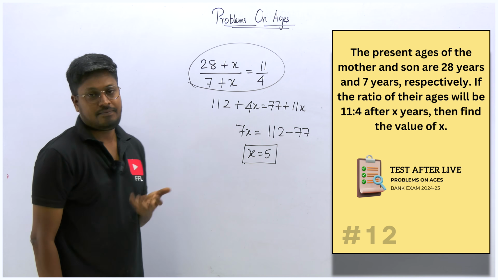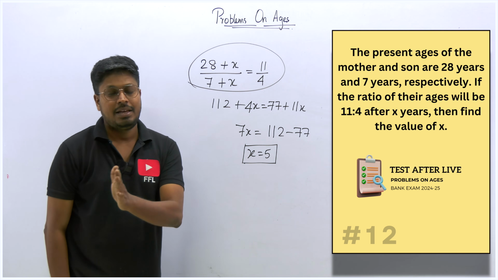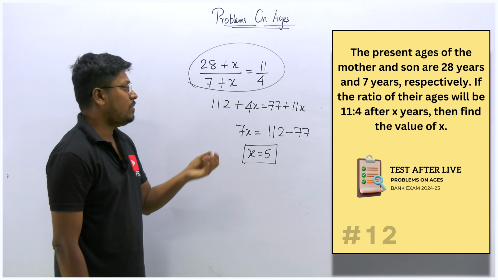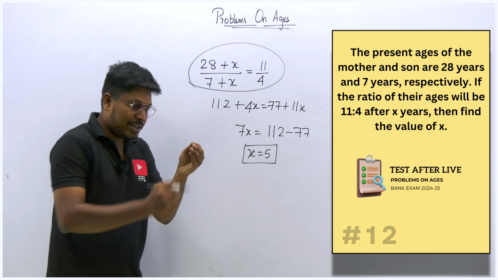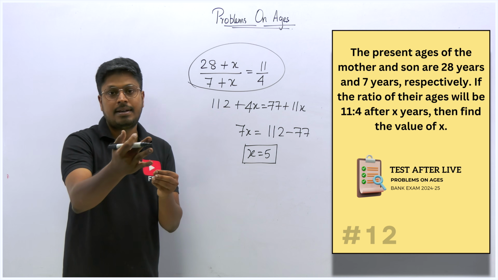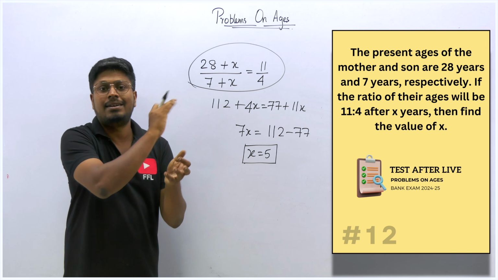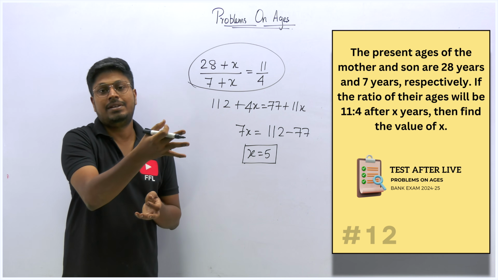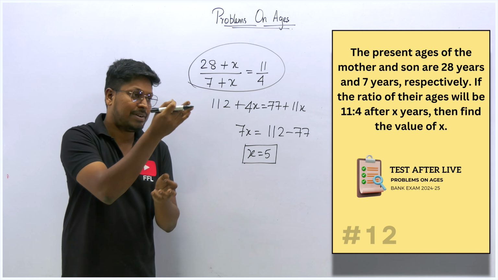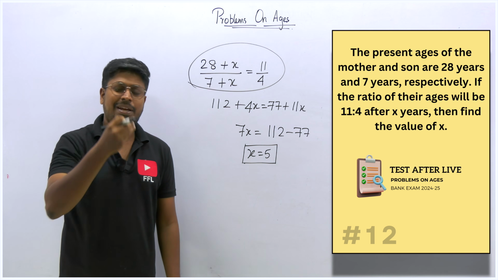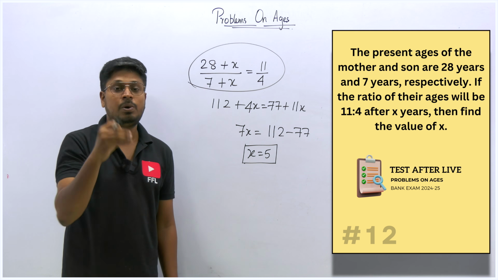So x will be 5, which means after 5 years, if you add 5 to their ages, the ratio will be 11:7. Mostly if you find these kinds of questions, after how many years their ratio becomes like this, or what will be the past age, after this many years their ratio will be given, and what we need to find is how many years back the ratio was this much.